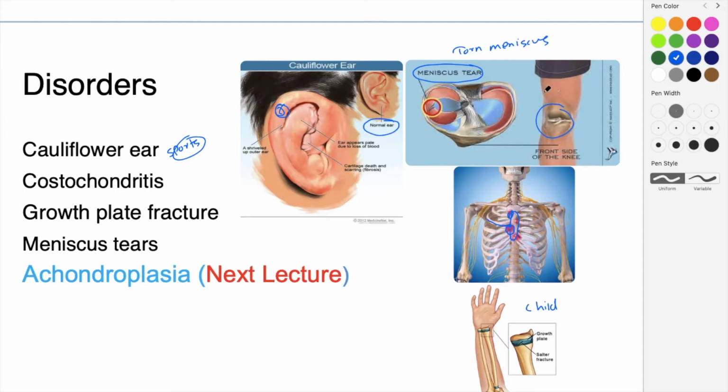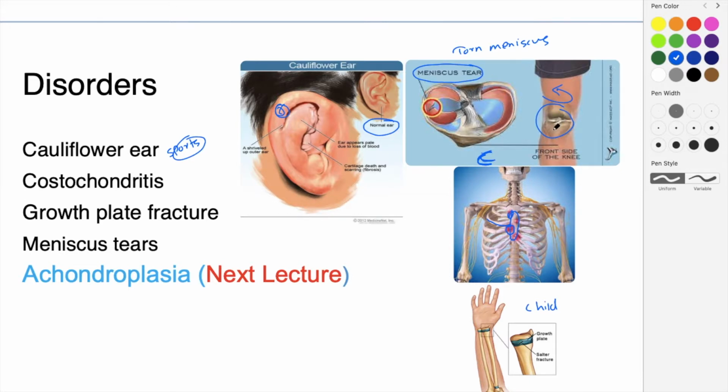When you forcefully bend or twist your knee, that can happen. Each knee has two menisci. These menisci are usually C-shaped in structure. If you have a meniscus tear, you can do rest, ice, and medication for the treatment.